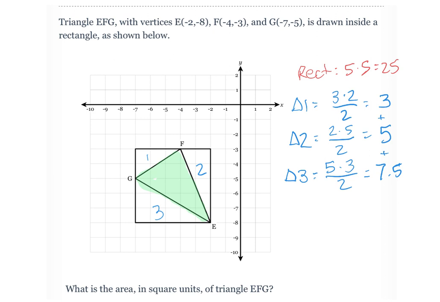Add those together. We end up with 15.5. So the shaded region is 25 minus 15.5, which gives us a total of 9.5 units squared.